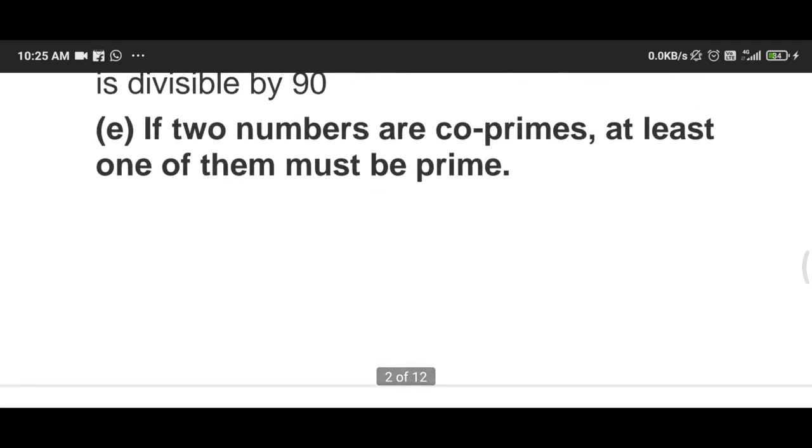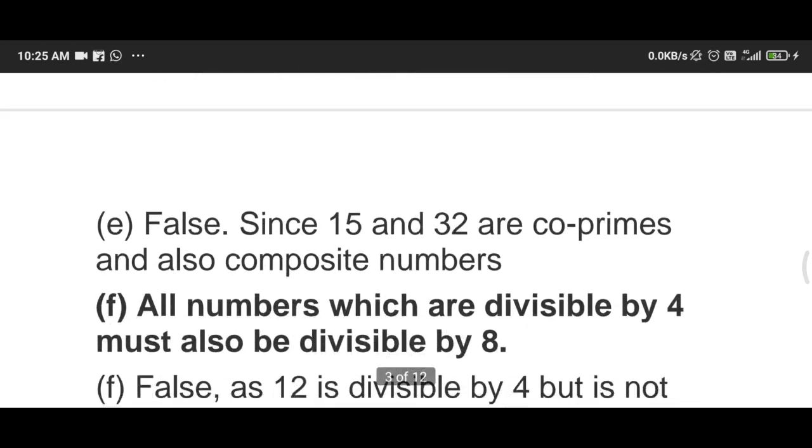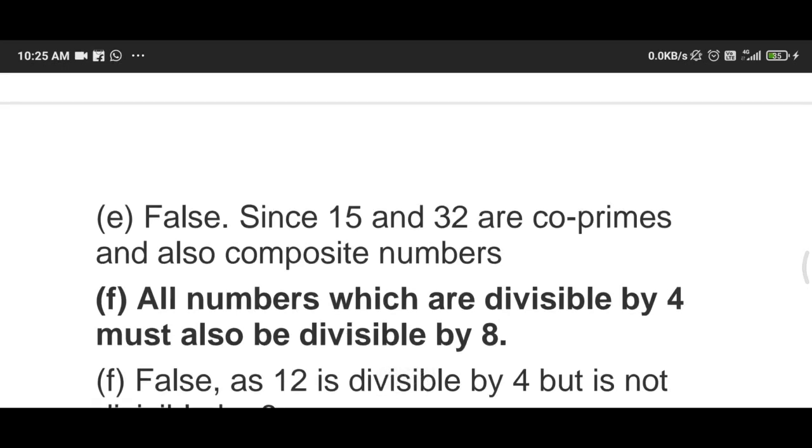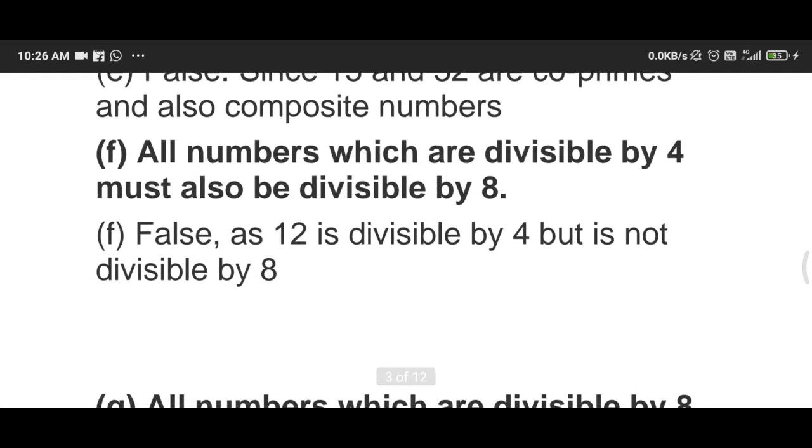Then it's E part: if two numbers are co-prime, at least one of them must be prime. It is totally false since 15 and 32 are both co-prime numbers. They don't have any common factors, and both are composite, so it is false. You must remember what co-prime numbers are: numbers which have only 1 as their common factor are called co-prime numbers.